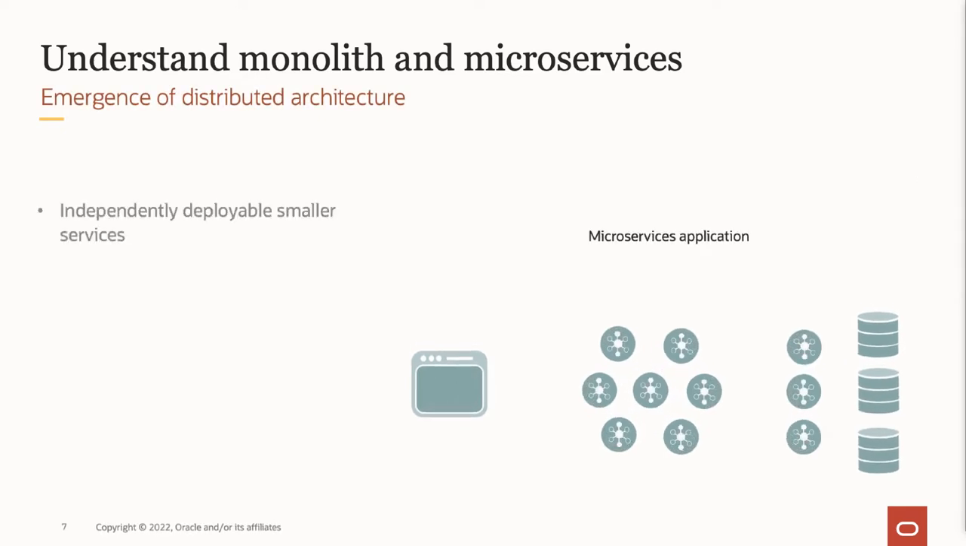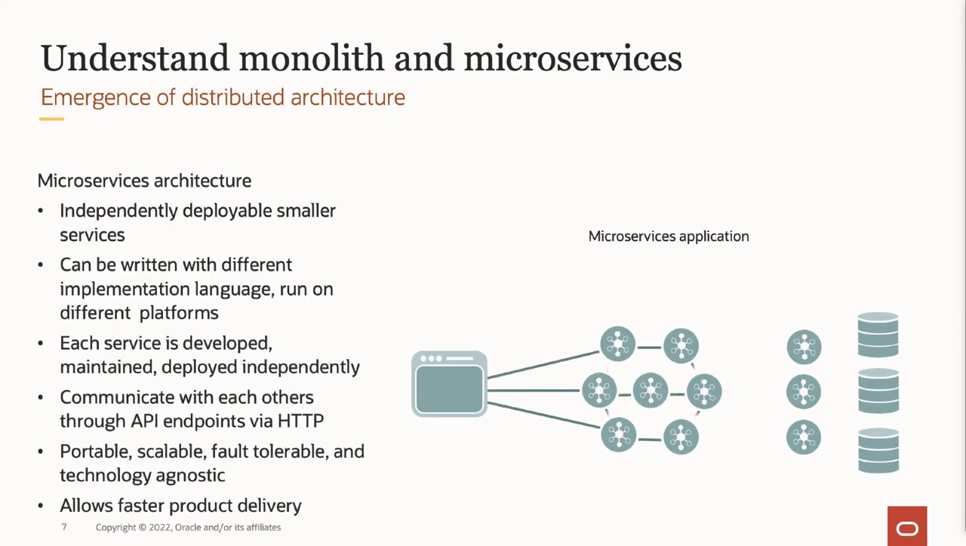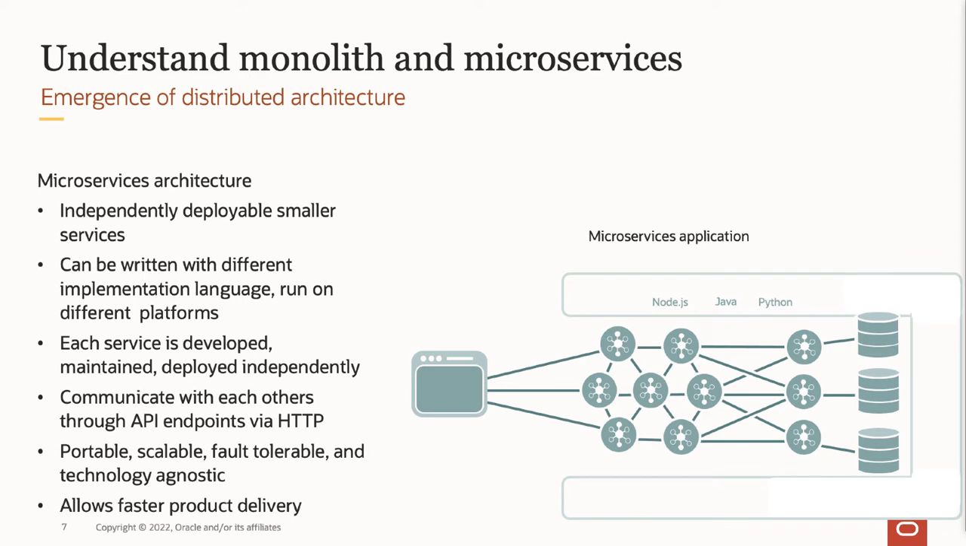That was where microservices architecture came into play. Microservices decomposed the large monolith into independently deployable smaller services. Each service was built independently and worked together to accomplish the business logic. The services may be written in a different programming language, can be running on different platforms and technologies, and communicate with each other through API endpoints with HTTP.